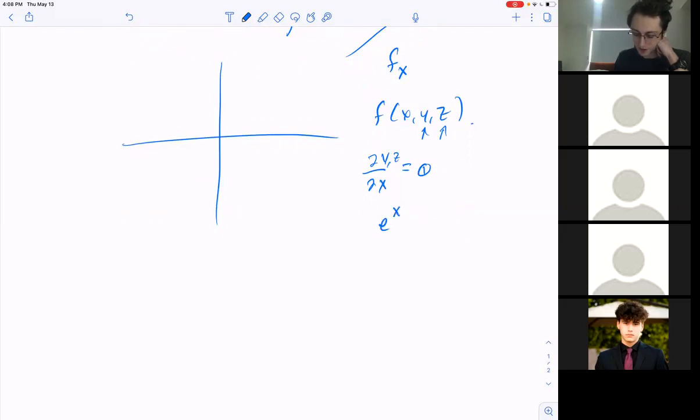So if we have something like e to the xy times zx, let's just take a derivative with respect to x, okay? So what we do is, remember, we have to apply the product rule and the chain rule, okay? So let's do the product rule first. So the product rule tells us that this is going to be d dx of e to the xy times zx.